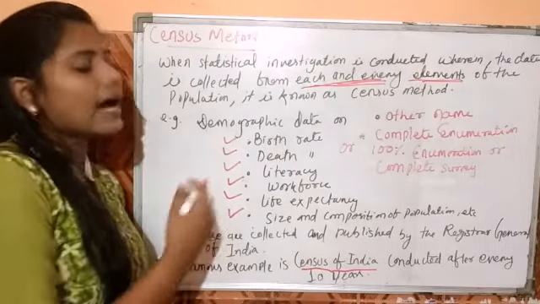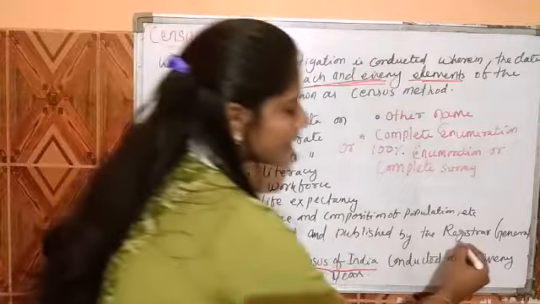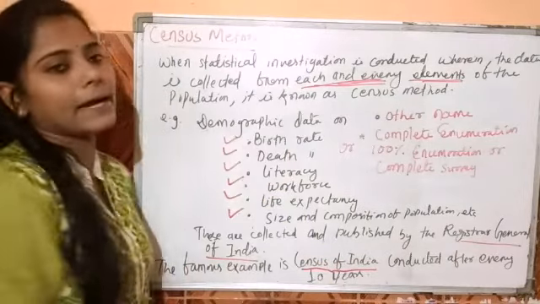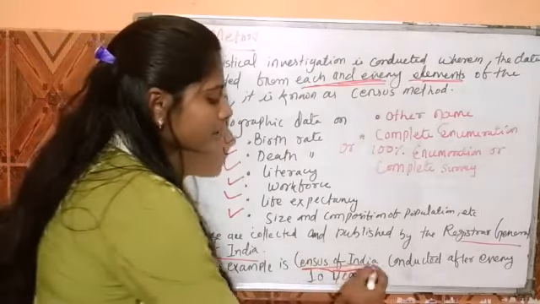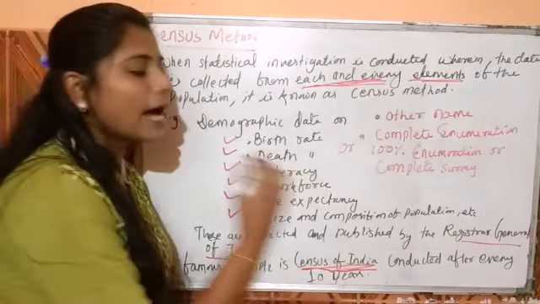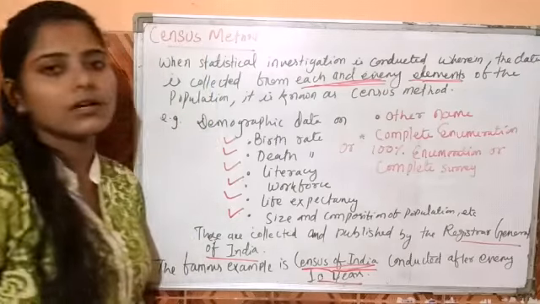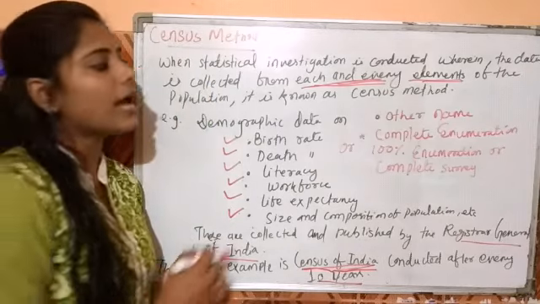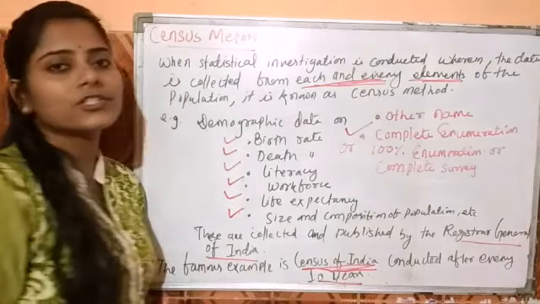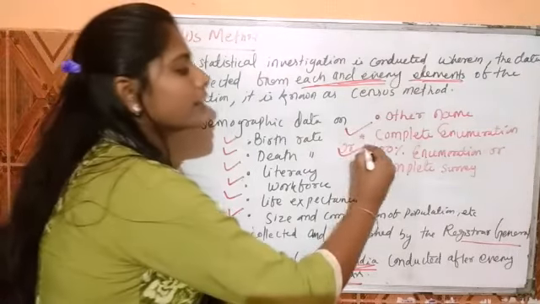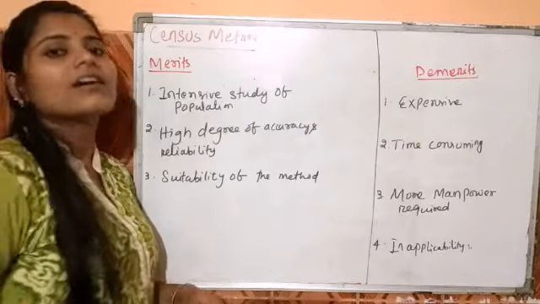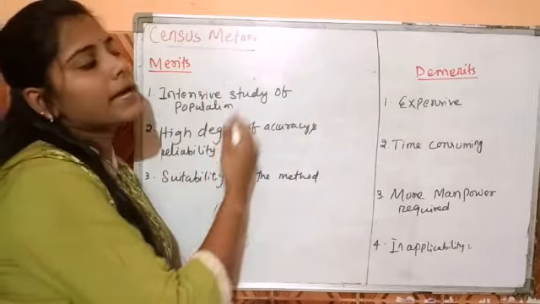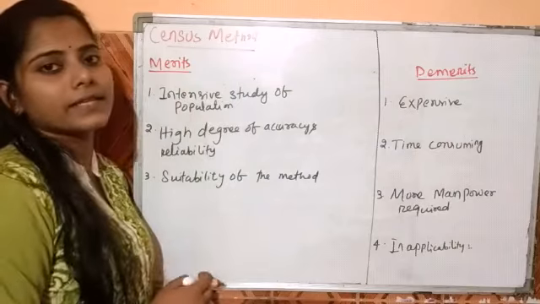So basically these are collected and published by the Registrar General of India. And the famous example is the Census of India, which is conducted every 10 years. This method is also known as the complete enumeration method, or 100% enumeration method, or complete survey method. Now we discuss the merits and demerits of the census method.